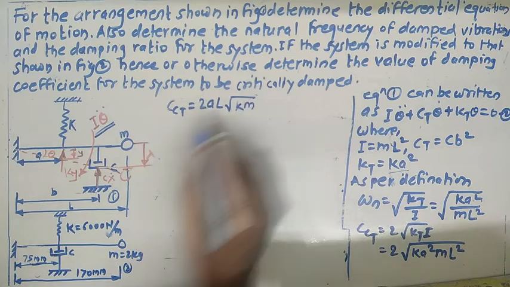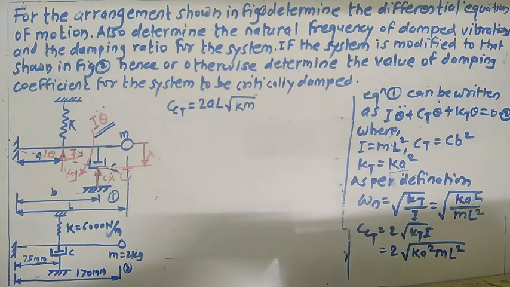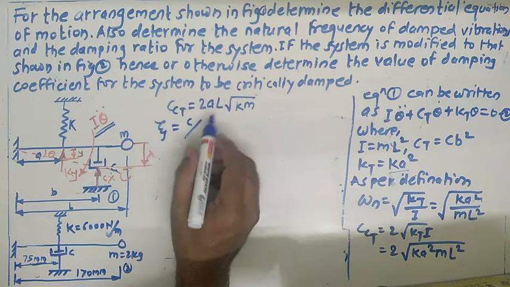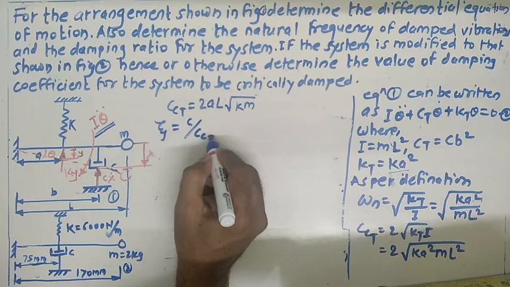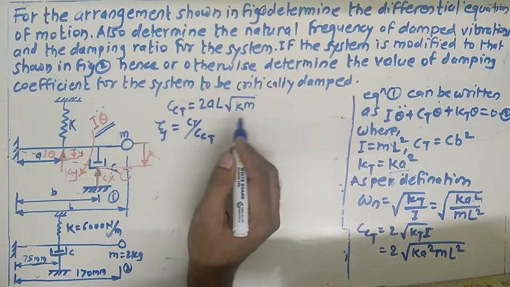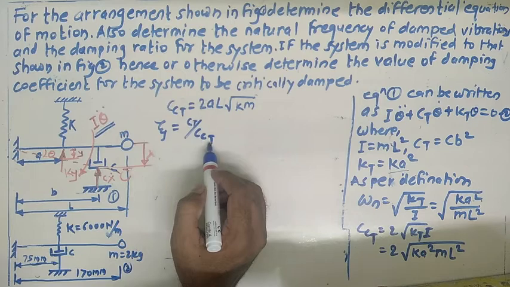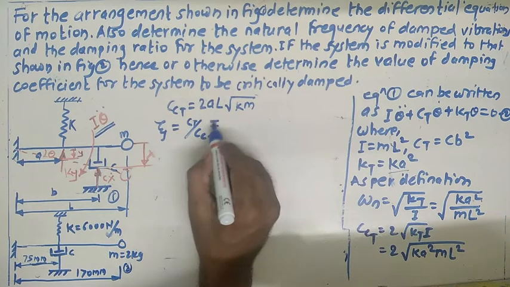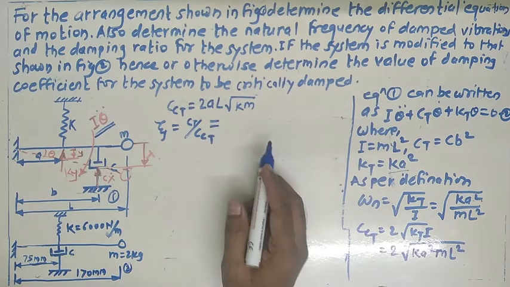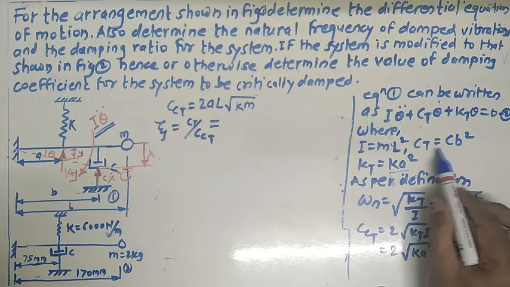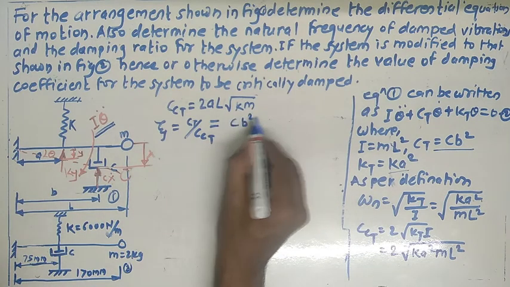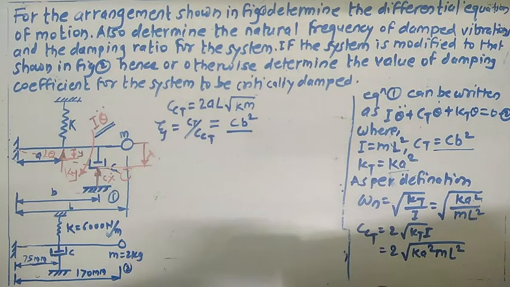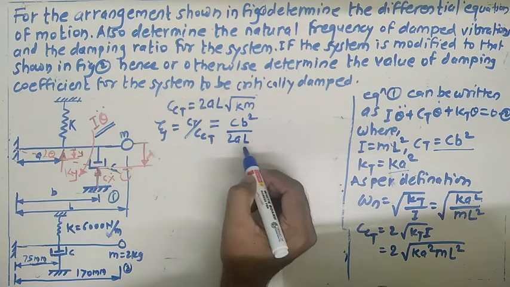Now what about the zeta? Zeta is nothing but the ratio of actual damping coefficient to the critical damping coefficient. As the torsional term is involved in the system, the relation for zeta will be ct divided by cct. The ct value is already with us, cb square. So cb square divided by cct, which is nothing but 2al into square root of k into m.